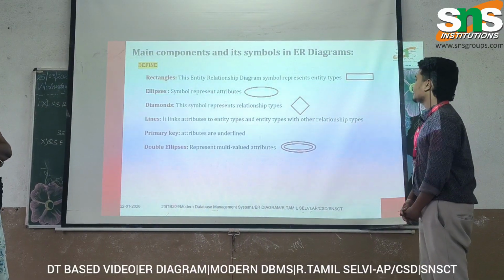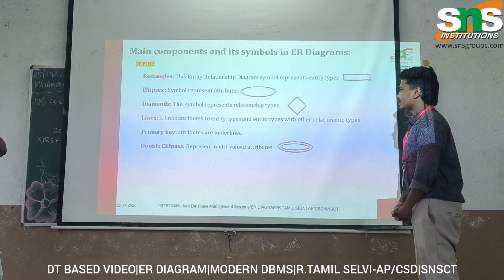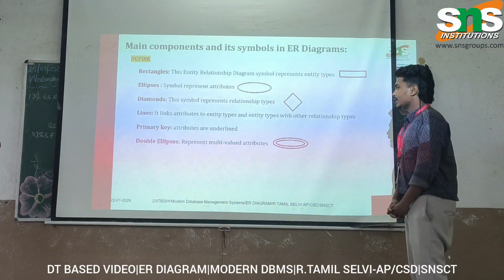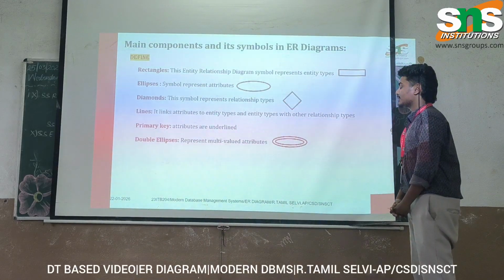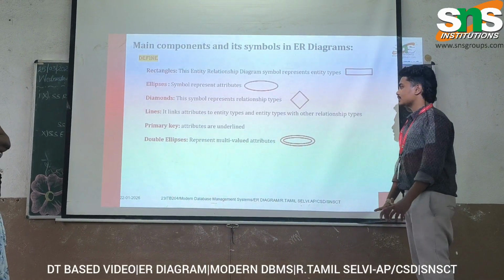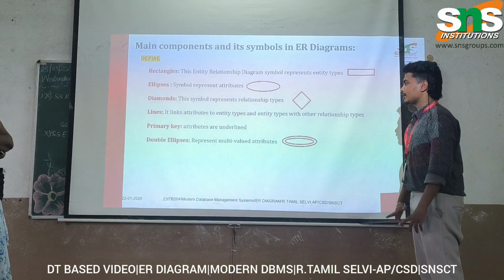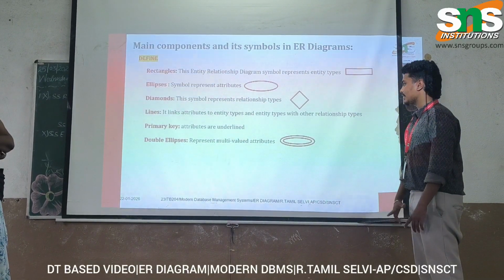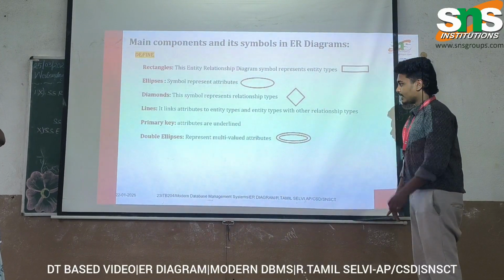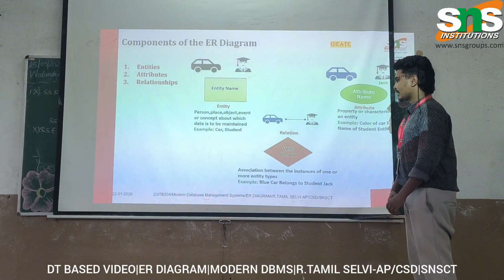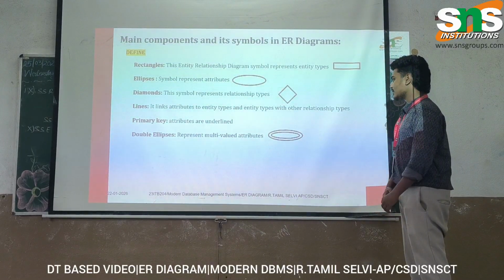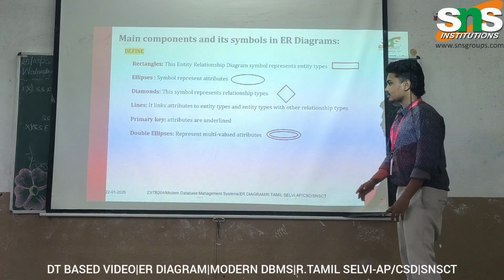Components and their symbols in the ER diagram. Rectangles: this entity relationship diagram symbol represents entity types. Ellipse symbol represents attributes. Diamonds: this symbol represents relationship types. Lines link attributes to entity types and entity types to other relationship types. Primary key attributes are underlined. Double ellipse represents multi-valued attributes.